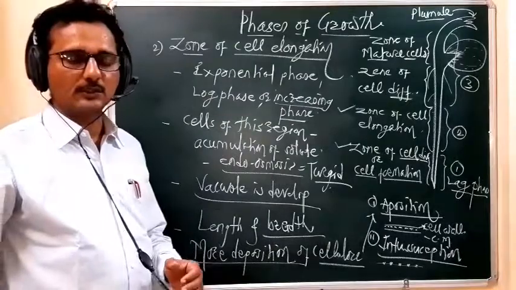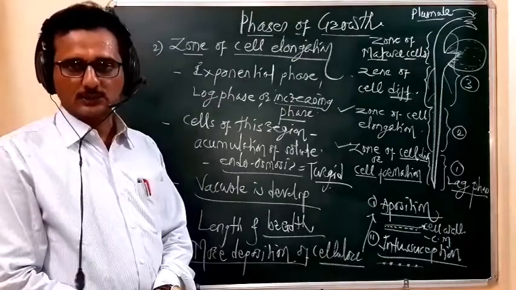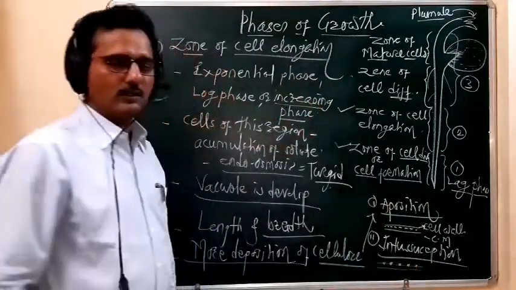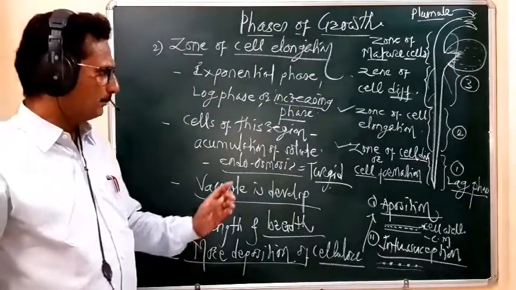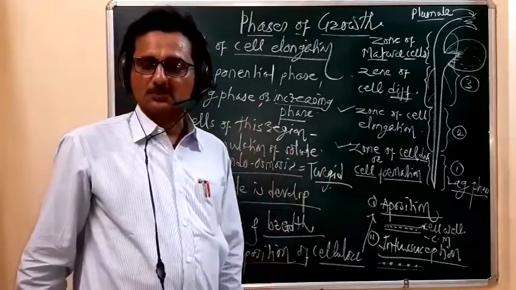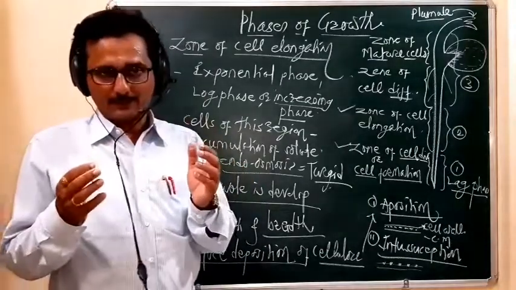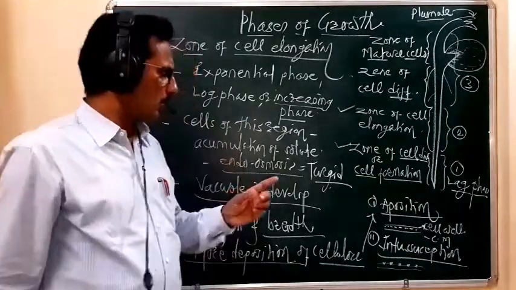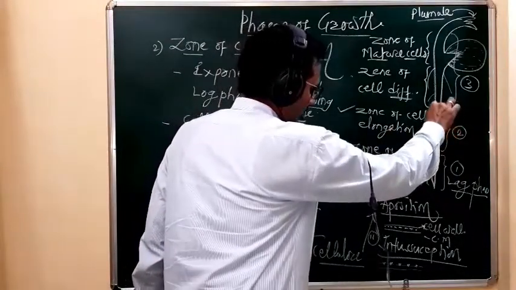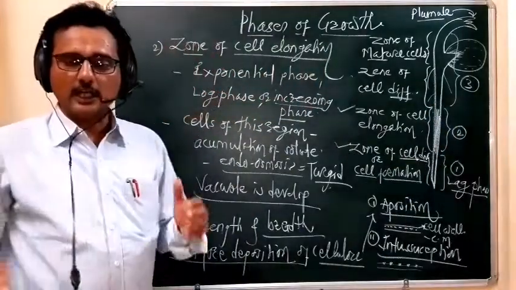Such a type of deposition is called intussusception, the deposition of the cellulosic cell wall. As usual, it is followed by the cell membrane, or the plasma membrane. So remember, in the zone of cell elongation, such changes take place, and because of this the cells get elongated. The zone of cell elongation means this region. At this region, the cells get elongated.